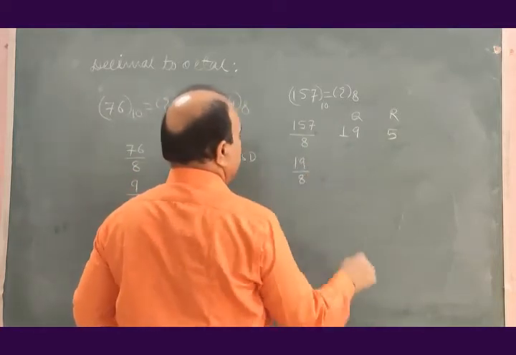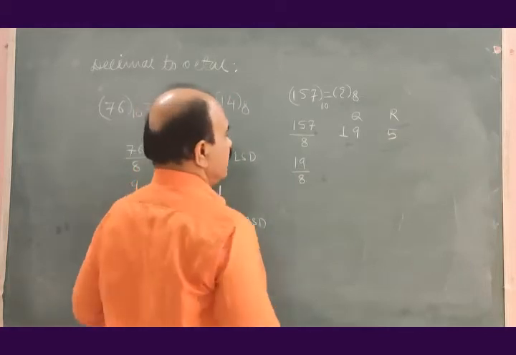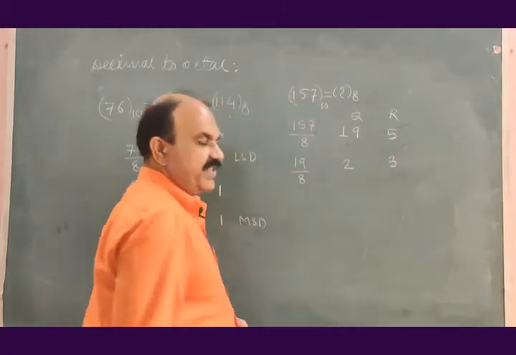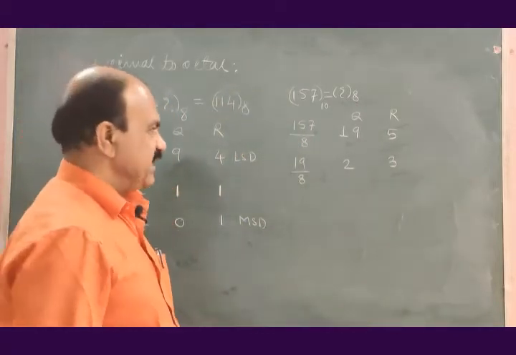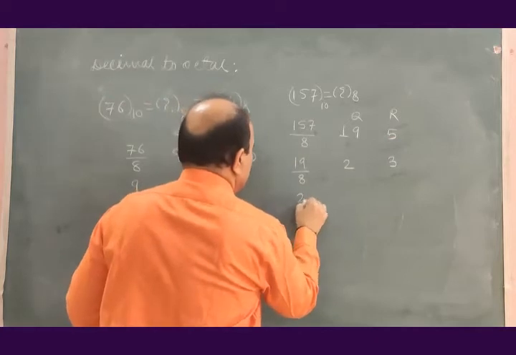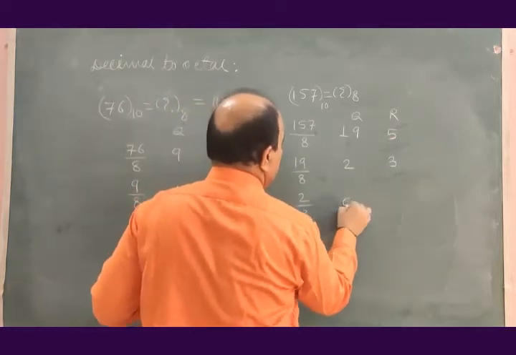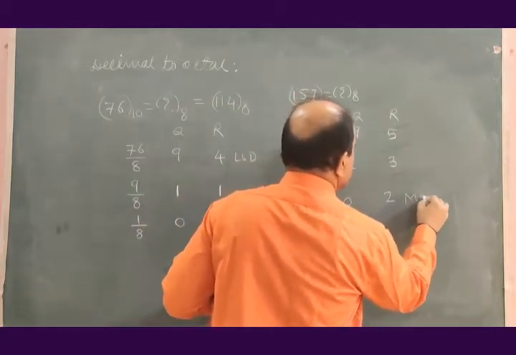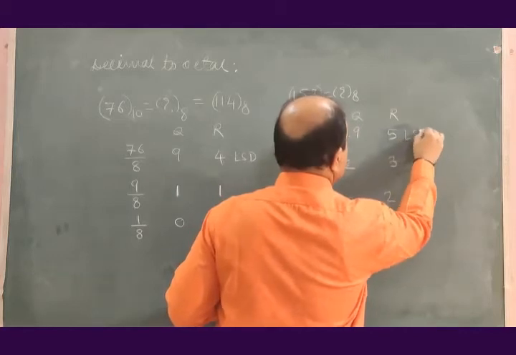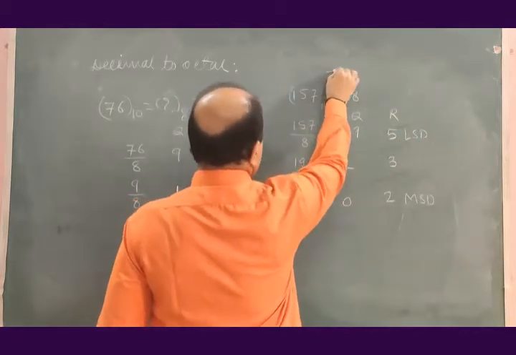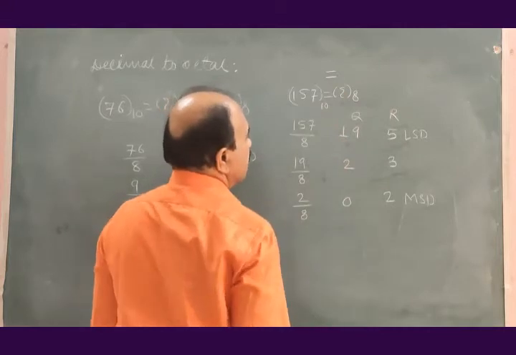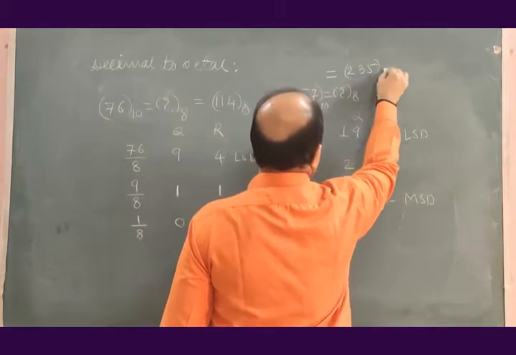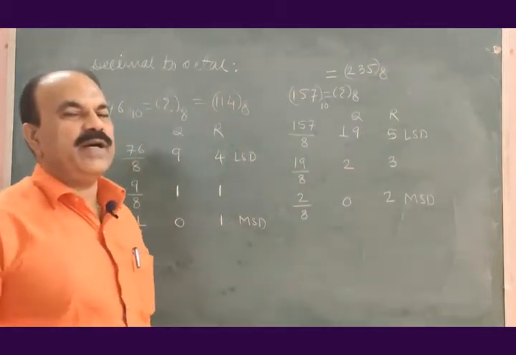19 divided by 8. Again, integer division. 8 twos are 16. Remainder 3. 16 plus 3, 19. Now, 2 divided by 8. Quotient 0. Remainder 2. This is MSD. This is LSD. And therefore, 157 in decimal will be 235 in octal number system.